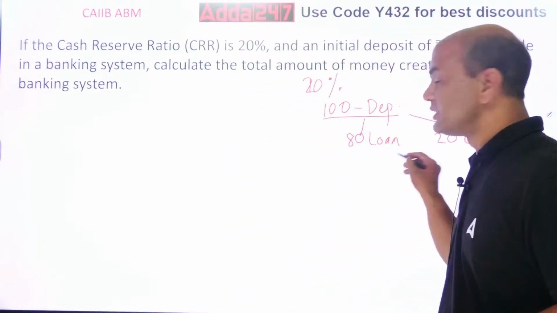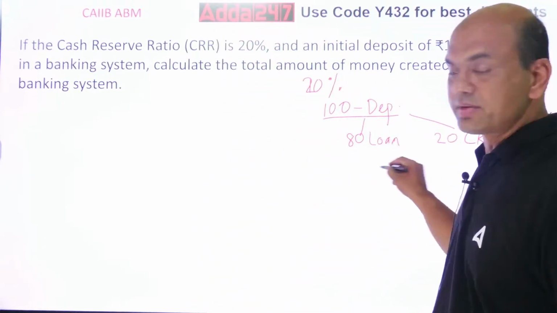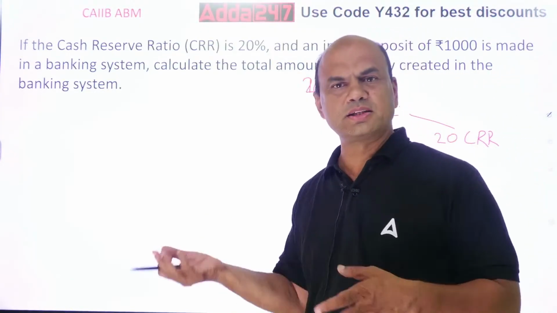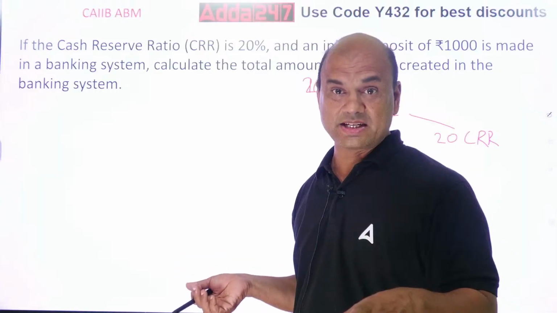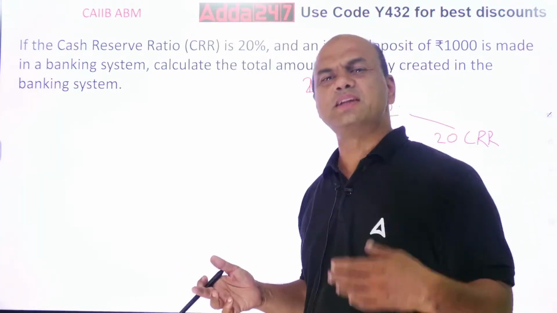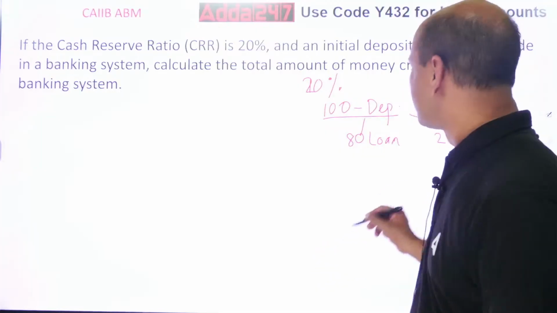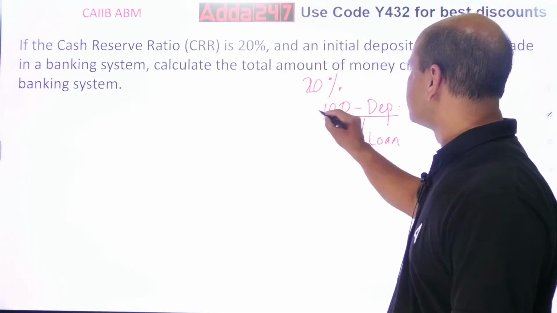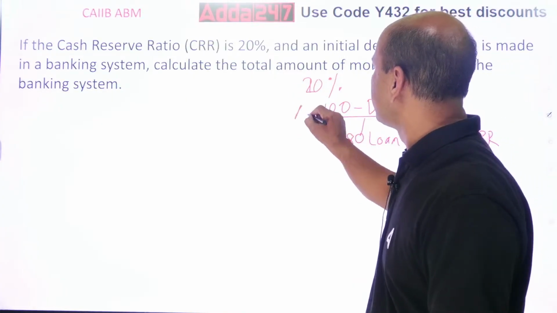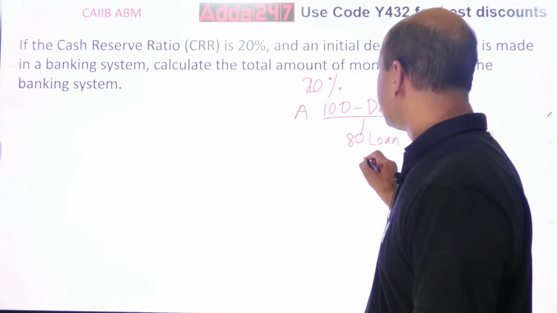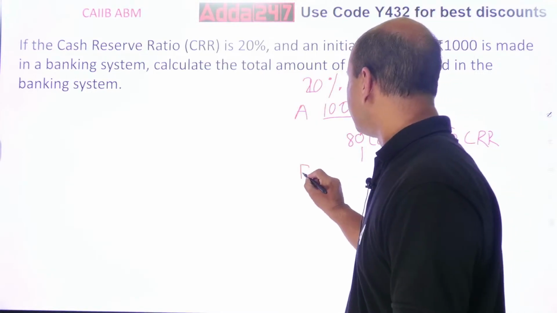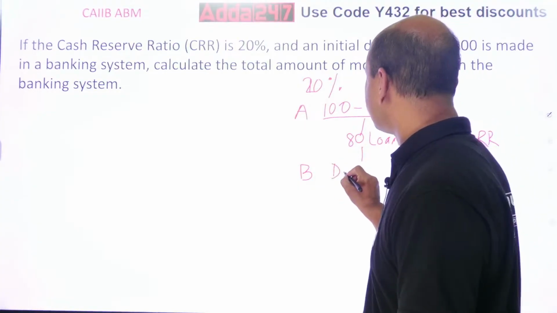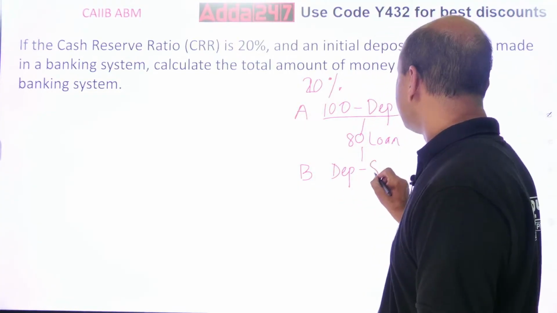So what happens now? This 80 rupees, I will give as a loan. How will I give it? Either by NEFT, RTGS, DD or anything. I won't give that much cash. Even if I give cash, that's also okay, but generally we don't give cash. So this 80 loan goes where? This is bank A. This 80 rupees loan goes as a deposit to bank B.